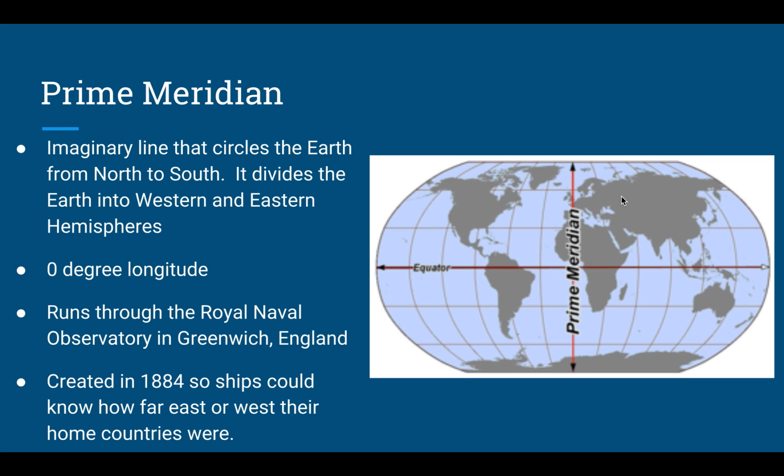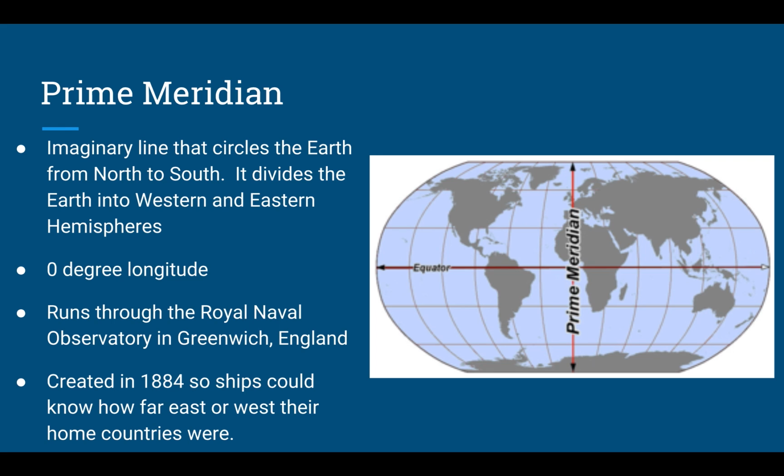Now the prime meridian is located at 0 degrees longitude, and I will explain what latitude and longitude are later on in this video lecture, but you just need to know it is at 0 degrees longitude. You also need to know that the prime meridian runs through Greenwich, England, and I will come back to that in the next slide. That is the starting point. And that's important when we start talking about time zones.